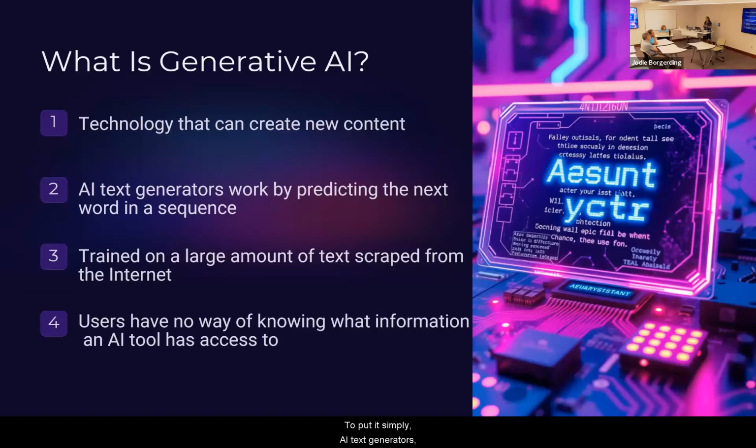To put it simply, AI text generators work by predicting the next word in a sequence. They do not understand your questions and what you're saying in a way that another person would. You're not really having an actual conversation with the generative AI tool. It's just predicting, guessing what the next word in that sequence is going to be. A lot of AI text generators like ChatGPT are trained on large amounts of text that's been scraped or pulled from the internet. This training is supplemented by annotation and feedback testing that's done by us humans.